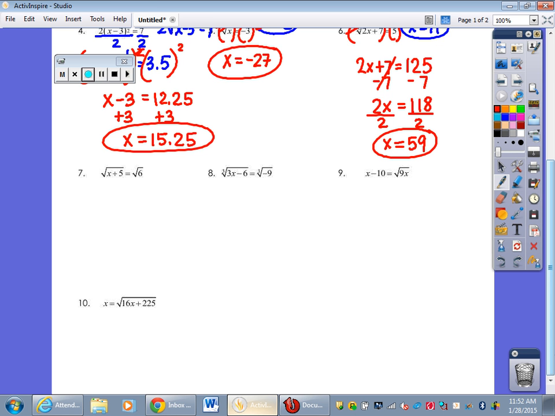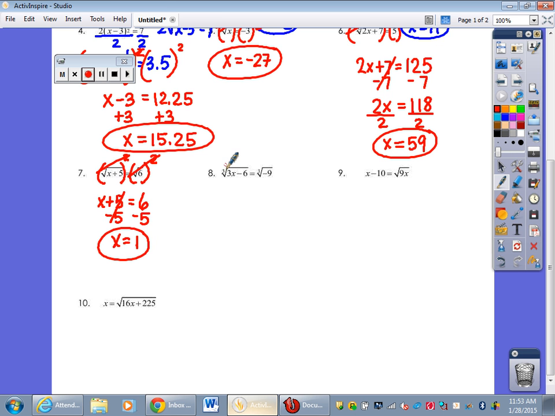Okay, on number 7, they're both square roots. So if I want to get rid of one, I can square both sides. And when I square the left, I get x plus 5. When I square the right, I get just 6. So these are the easy ones because all the square roots cancel. And so you just have a basic equation to solve. So x is equal to 1.